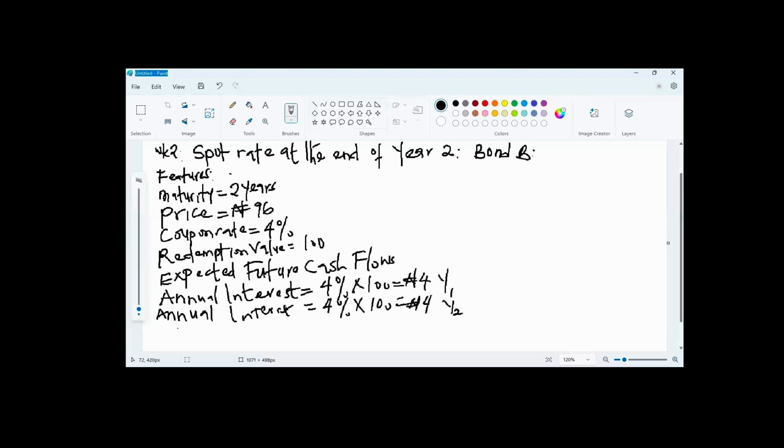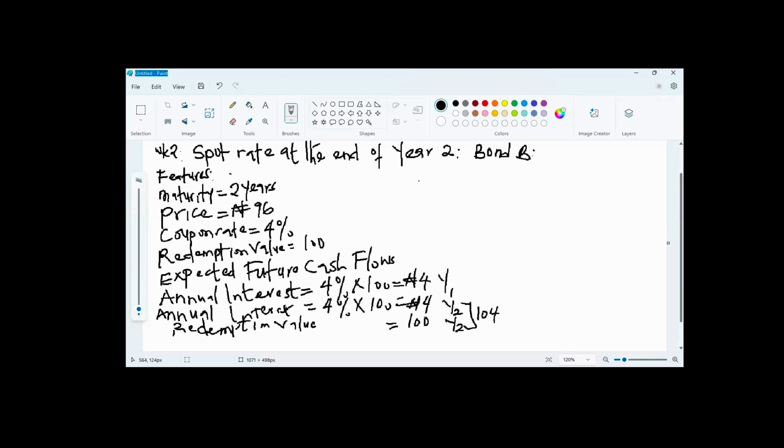Then in year 2, the redemption value of the bond. That will be 100 naira, year 2. You observe that in year 2, you have 2 cash flows. At maturity, you are going to have 2 cash flows: the annual interest plus the redemption. That will give us 104. You have gotten the future cash flows.